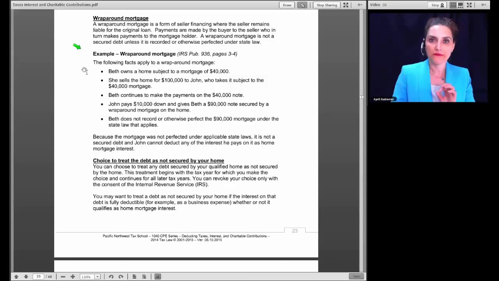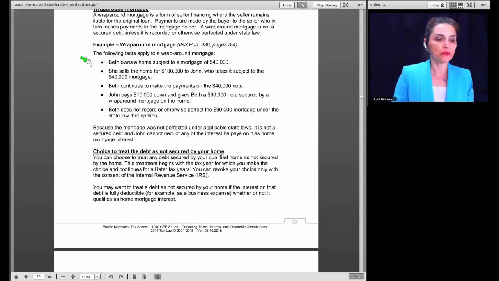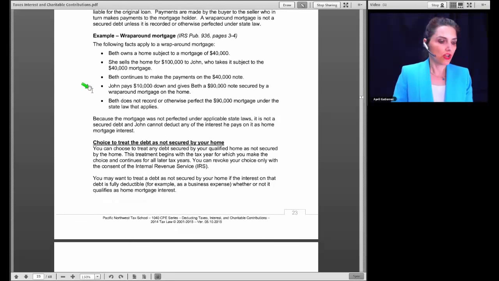The following facts apply to a wraparound mortgage. Beth owns a home subject to a mortgage of $40,000. She sells the home for $100,000 to John, who takes it subject to the $40,000 mortgage. Beth continues to make payments on the $40,000 note. John pays $10,000 down and gives Beth a $90,000 note secured by the wraparound mortgage on the home.